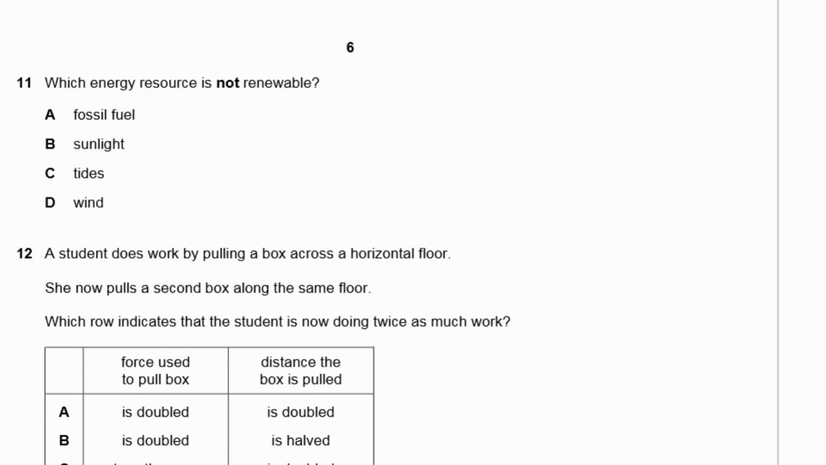Question number 11. Which energy resource is not renewable? Well, fossil fuels are not renewable. Sunlight, we get plenty of sunlight. Tides come from the moon, and wind comes about because of sunlight. So all the others are renewable. Fossil fuel, not so much. So the answer is A.